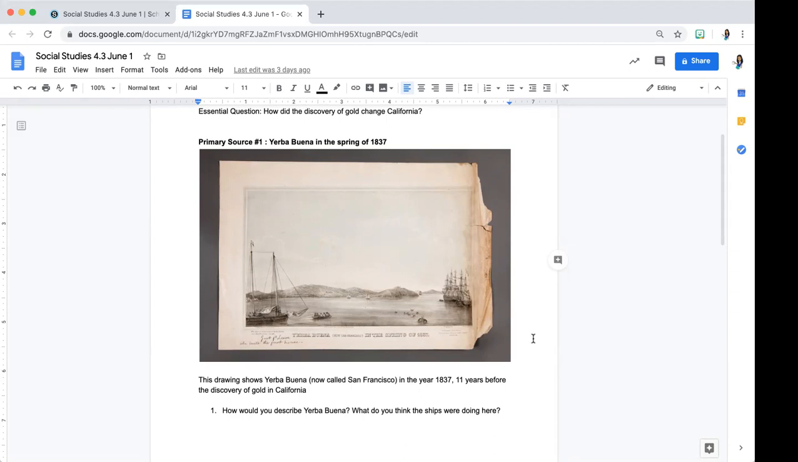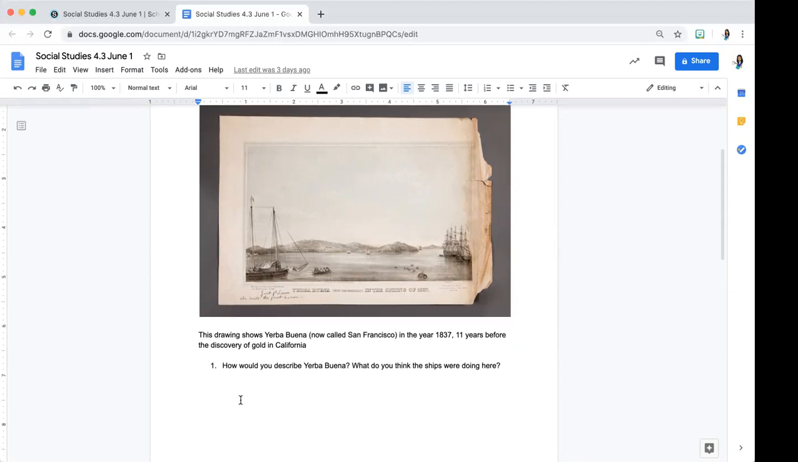And here, I want you to pay attention to the little minor details in this illustration. So if you were going to describe Yerba Buena, how would you describe it? Is there a lot going on? Is it busy? Does it look pretty isolated, not very many people there? And what do you think the ships are doing there? Okay, so go ahead and answer that question. When you answer the question, you just click underneath the question and you can continue typing.